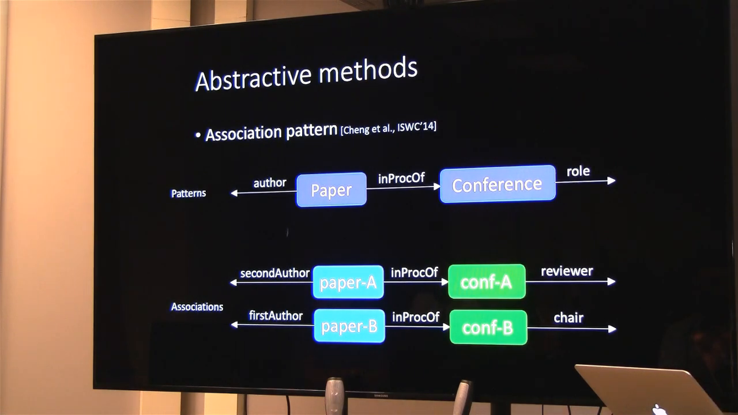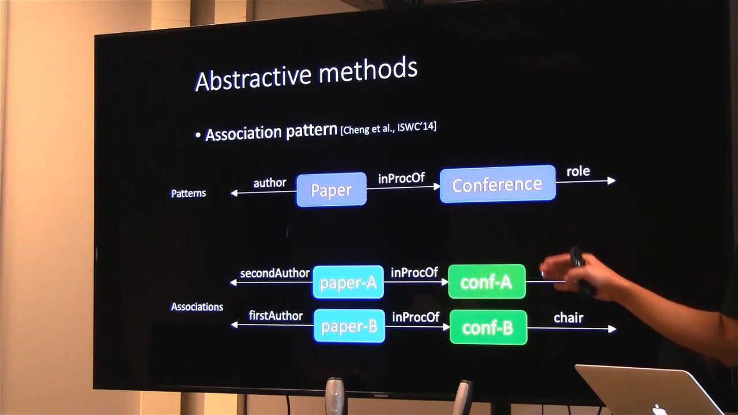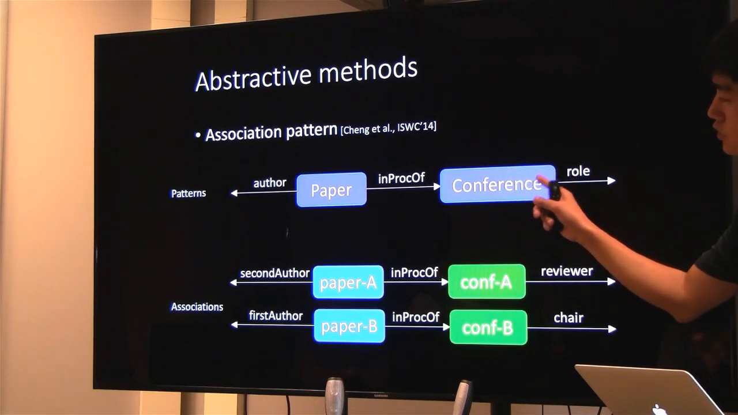Okay. Next, I will go into some abstractive methods. That is, we don't simply do some ranking. We do more than that. This is what we did two years ago. Here are two paths, or two associations between two entities, two paths in the graph. Here is what we call an association pattern.